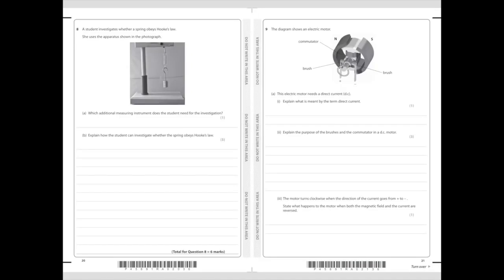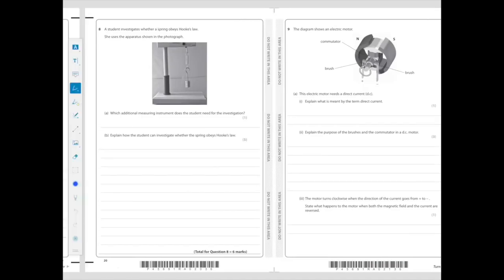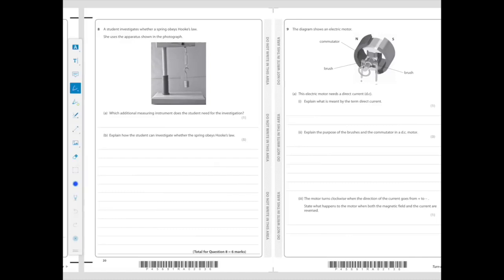Now we're going to look at a past exam question on it. So a student investigates whether a spring obeys Hooke's law. She uses the apparatus shown in the photograph. Which additional measuring instrument does the student need for the investigation? Well, I've told you it's all about measuring the length of the spring, so we need a ruler. Explain how the student can investigate whether the spring obeys Hooke's law. So we're basically looking for experimental details on what they're going to do.